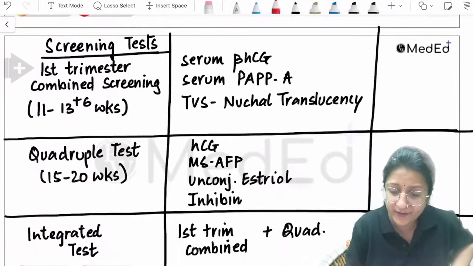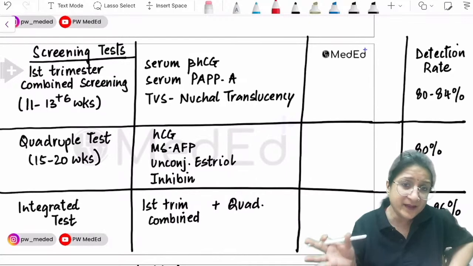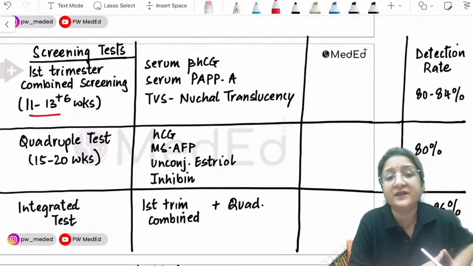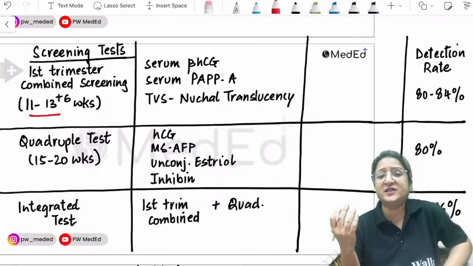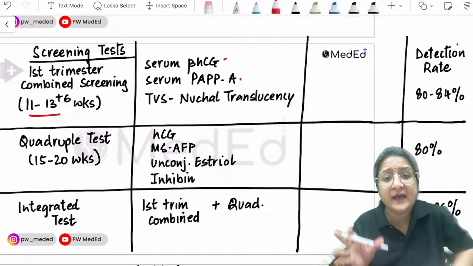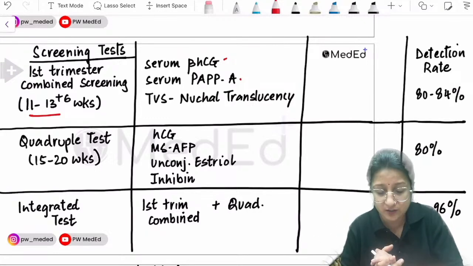Now, what are the extra pointers that you need to remember about these screening tests? First trimester combined screening is done between 11 weeks to 13 weeks 6 days. This is a quick recall. You've read about all of this for NEET PG preparation as well. It includes serum beta HCG, serum PAPP-A, and on transabdominal sonography, we check for the nuchal translucency.